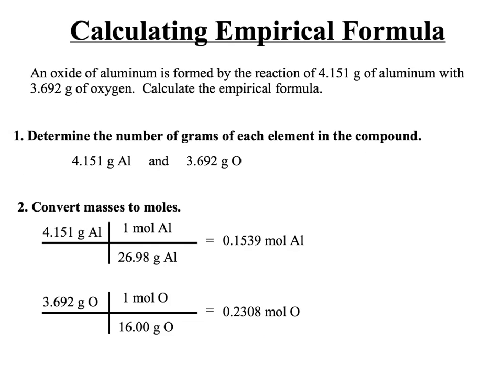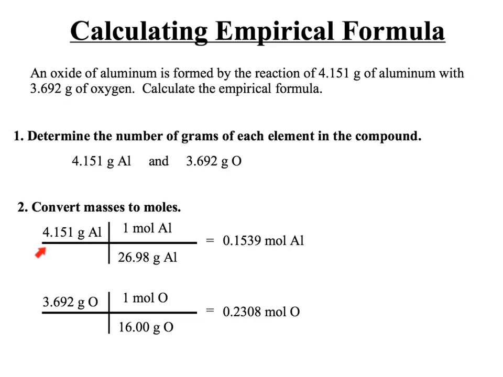Let's look at how we would calculate an empirical formula. In this example, we have an oxide of aluminum that is formed by the reaction of 4.151 grams of aluminum with 3.692 grams of oxygen. Our job is to calculate the empirical formula. First, let's determine the number of grams of each element that's present. That would be 4.151 grams of aluminum and 3.692 grams of oxygen. We need to convert from grams to moles.